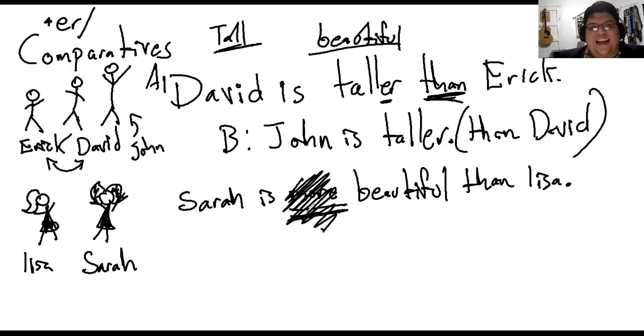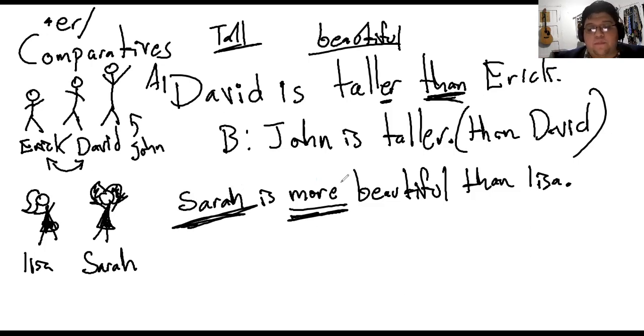No, it doesn't, right? It sounds clumsy. It sounds wrong. So you can't say "beautifuler." It's even struggling with my tongue. It doesn't go with the tongue. All right? Sarah is more beautiful than Lisa. You see how it even sounds better? So that's why you're going to use "more" when the word is long.